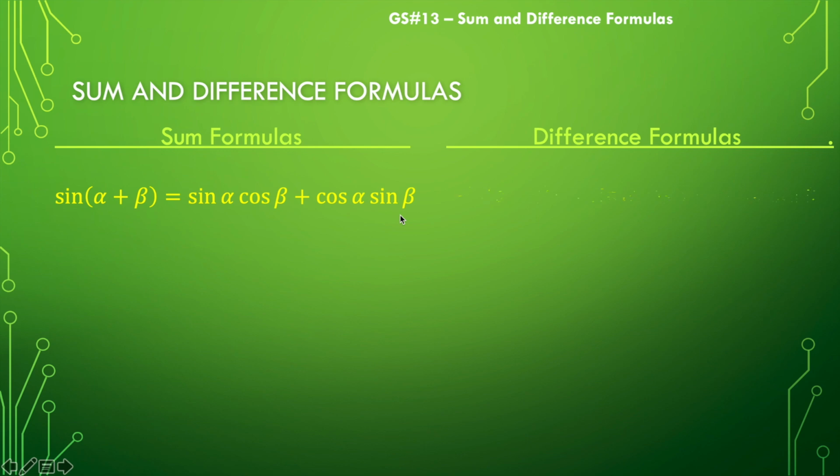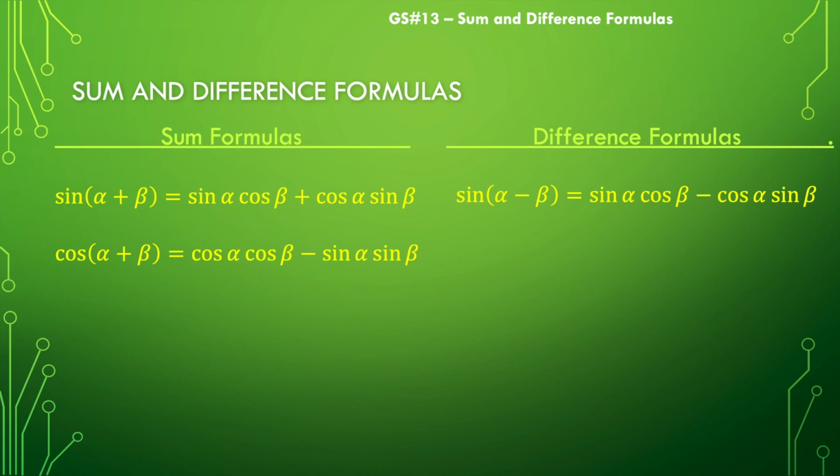Now if you look at the difference formula, the only thing that changes here is the signs in between. Notice that for sine, S-I-N-E, the signs match. If we're adding two angle measures, then these two expressions are being added. If we're subtracting two angle measures, these expressions are being subtracted.